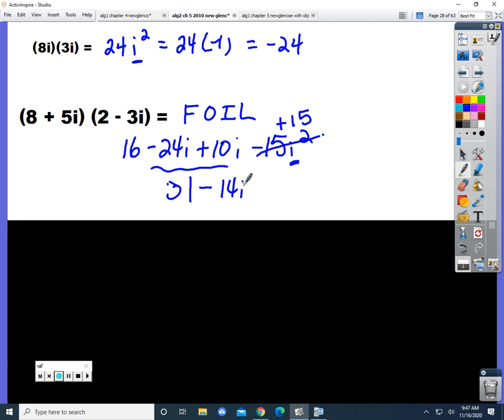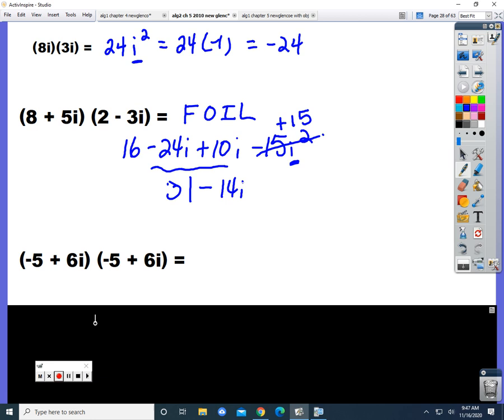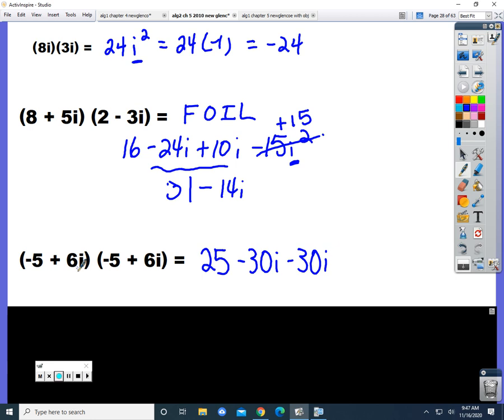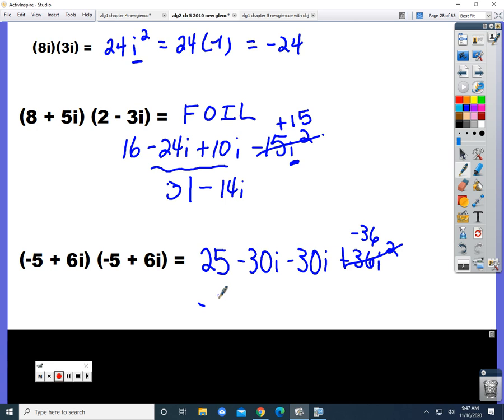and then in the middle you get the -14i. One more. So again, first outer inner last, you're going to do -5 times -5. And then you're going to do the outer, -5, 6i, so it'll be -30i. And do it again in the middle. And then at the end, you have a positive 6i and a positive 6i. It's positive 36i squared. But remember that turns into a minus 36. And so that is negative 11 and a minus 60i.